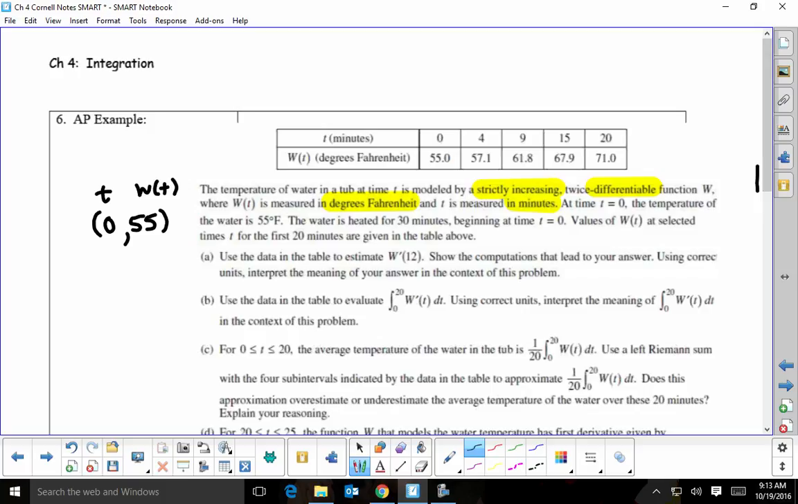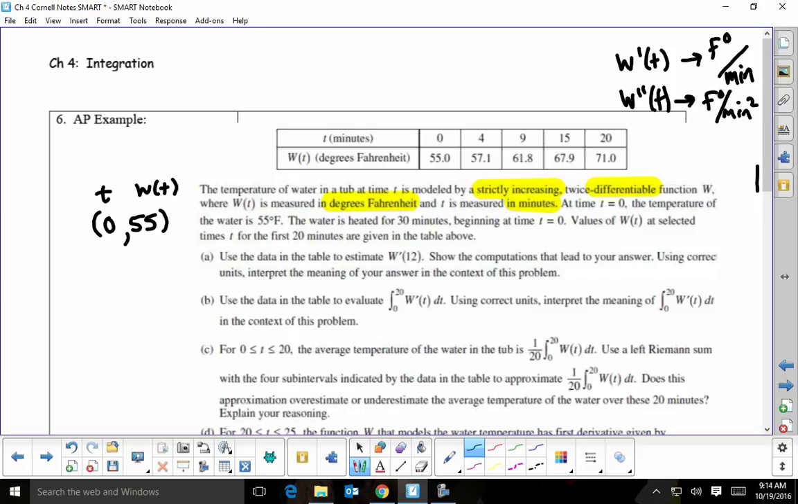W prime of t would be the derivative, or the velocity, how fast it's changing. What is it measured in? Degrees Fahrenheit per minute. Agreed? That's how fast the temperature is changing with respect to time. What would W double prime of t be talking about? That would be in degrees Fahrenheit per minute squared, and it would be an acceleration, how fast the rate is changing.